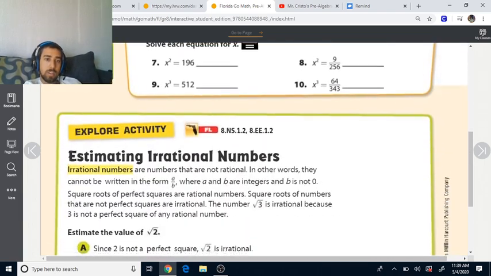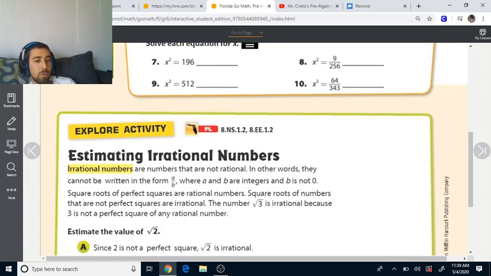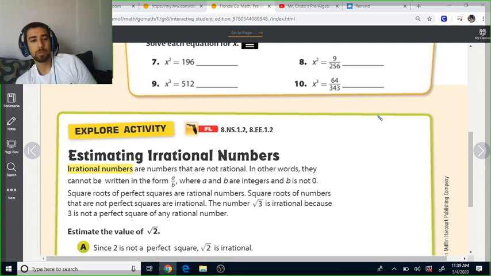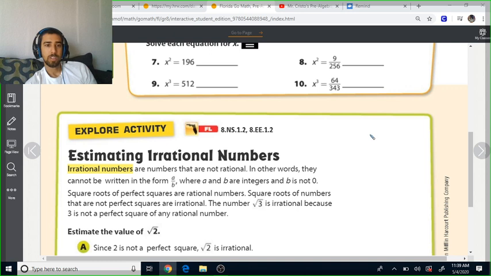The last thing that I'm going to get started on, but I won't finish it today, is estimating square roots. This is the hard part, the kind of difficult part. Now, for example, let's do the square root of 5. If you have paper and you're writing this down, put the square root of 5.